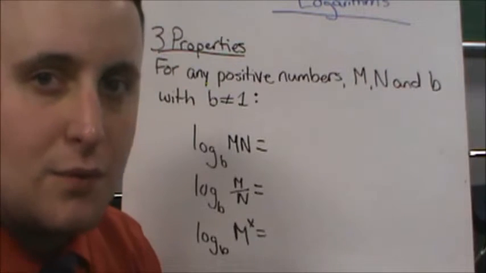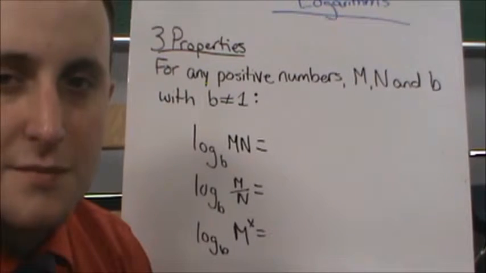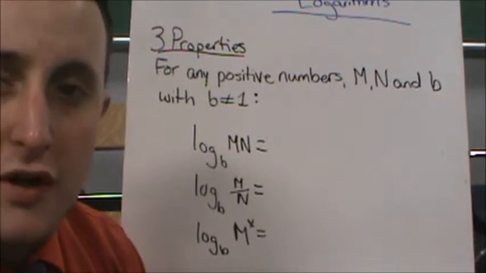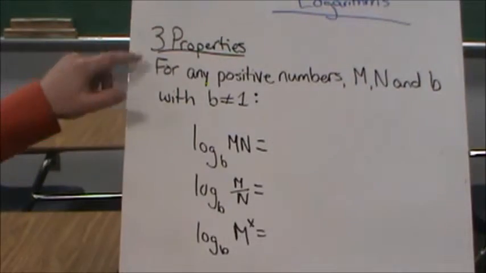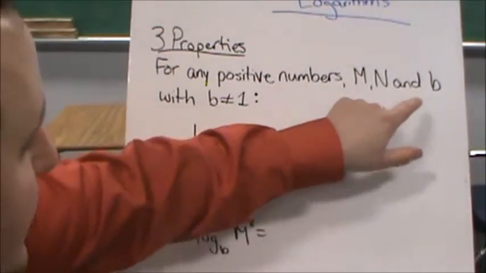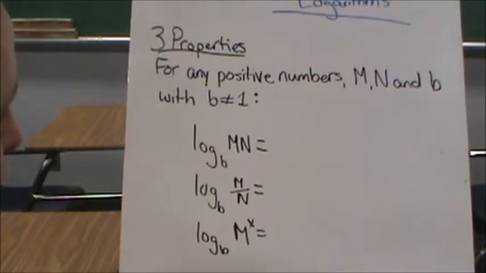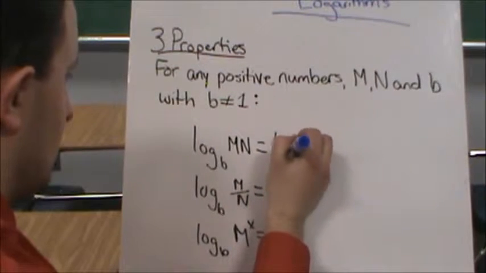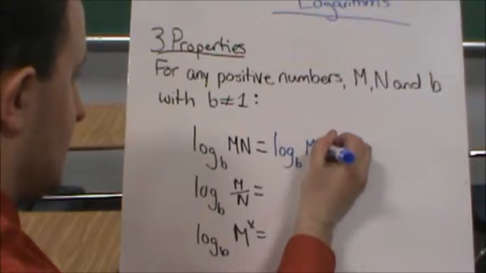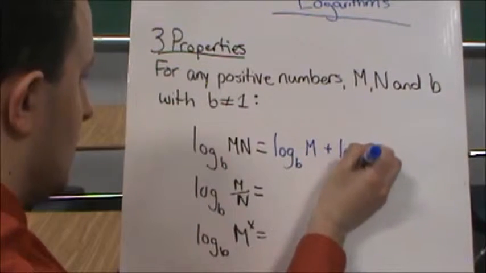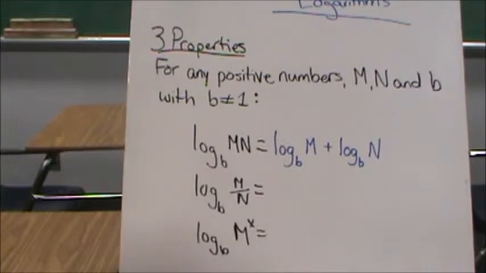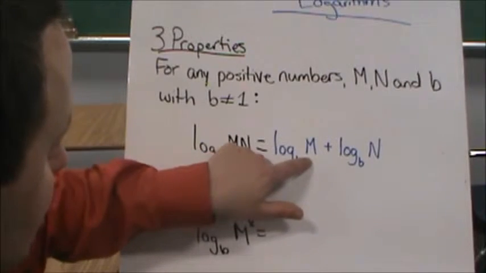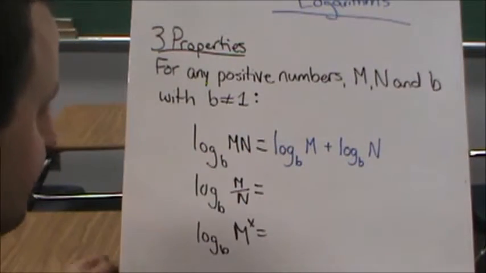This is the start of section 8.4, properties of logarithms. There are three basic properties that you should know when working with logarithms, and those are as follows. For any positive numbers m, n, and b, with our value of b not being 1, log base b of m times n is equal to log base b of m plus log base b of n.